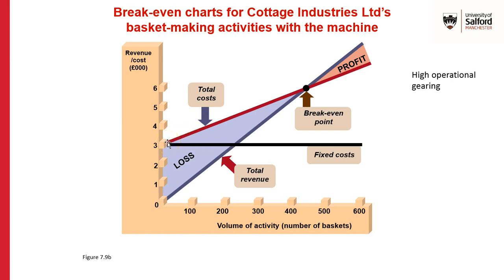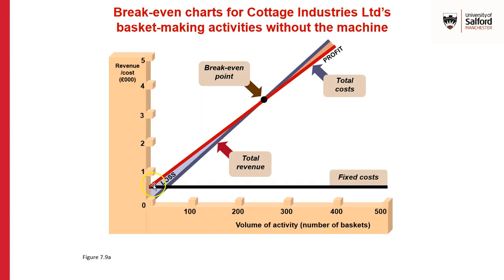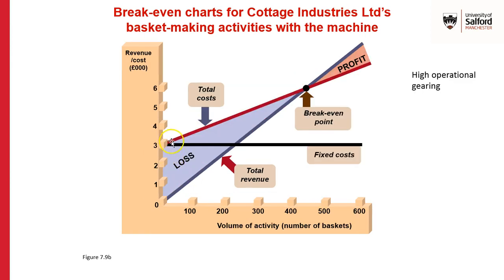So when production falls down to near zero, we've still got £3,000 in this case to pay out. Whereas here, when production went down to near zero, we only had about £500 to pay out. So our loss is considerably greater when we have high levels of fixed cost.